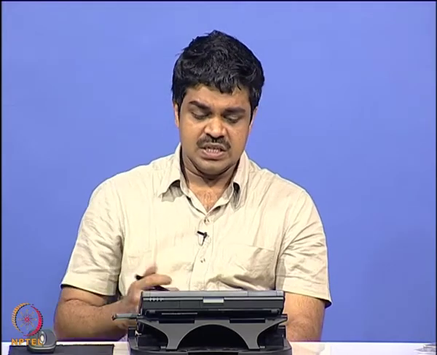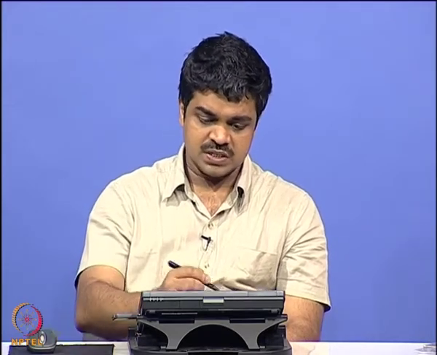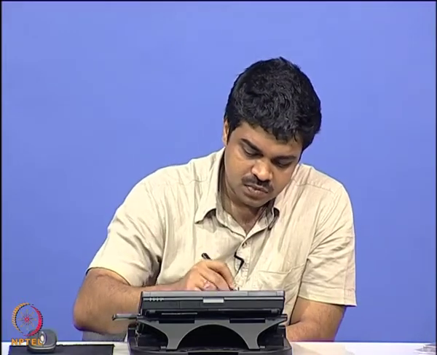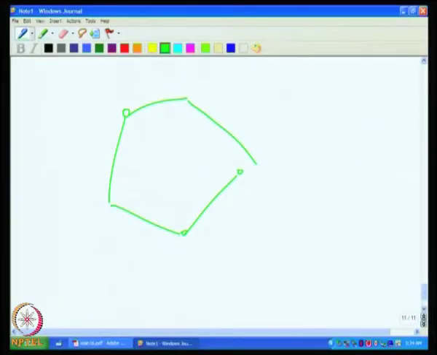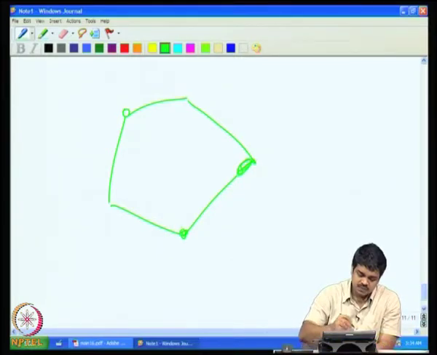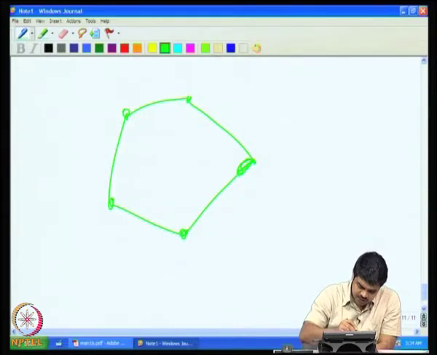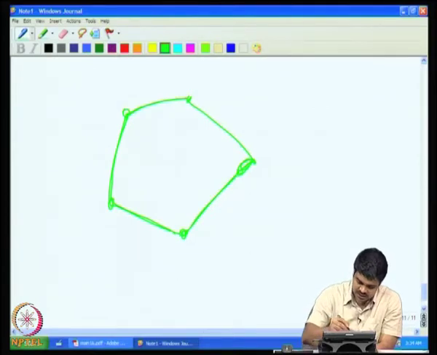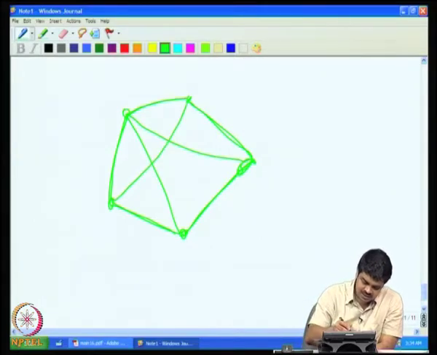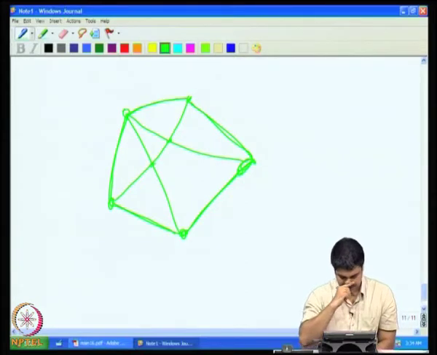Let us first explain what planar graphs are. A graph drawn on the plane in such a way that no 2 edges intersect other than at the end points is called a plane graph. If I am drawing a graph like this, you can see that if you take 2 edges, they do not intersect at all other than at the end points. But when I draw like this, this edge is intersecting this edge here, see. So this is not a plane graph.